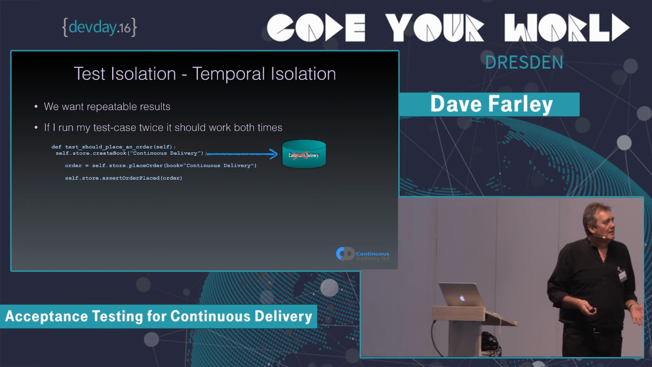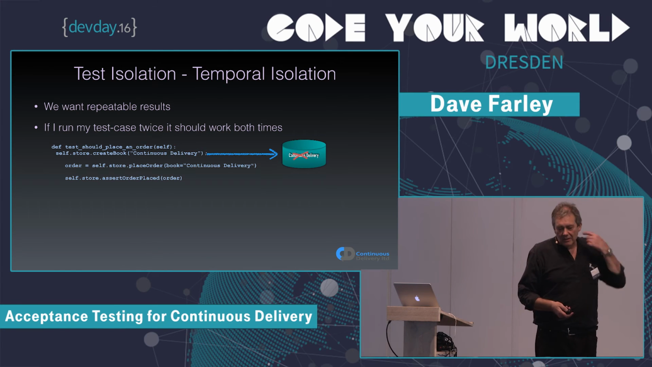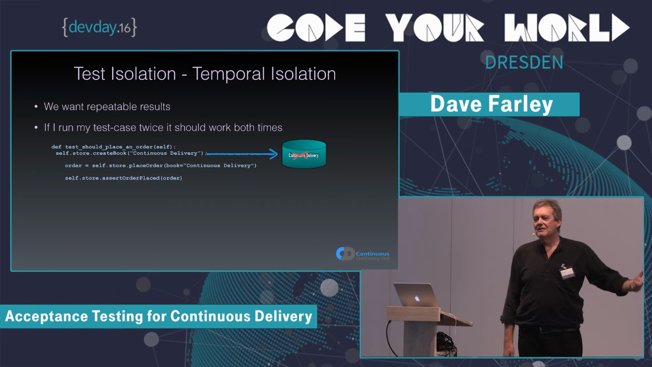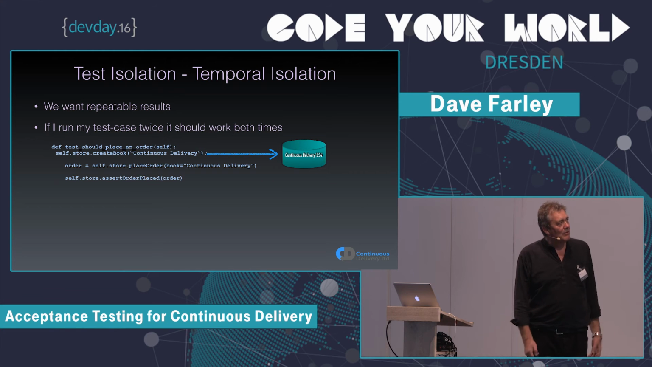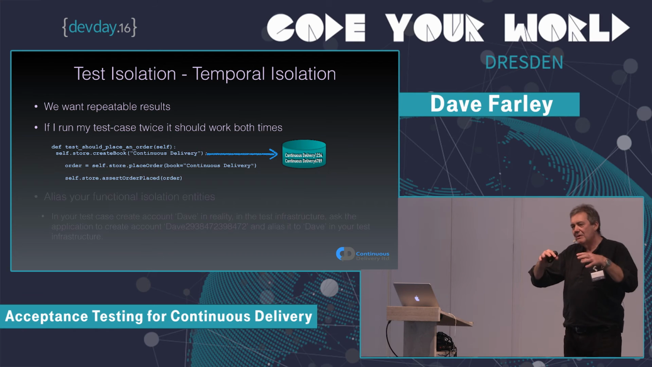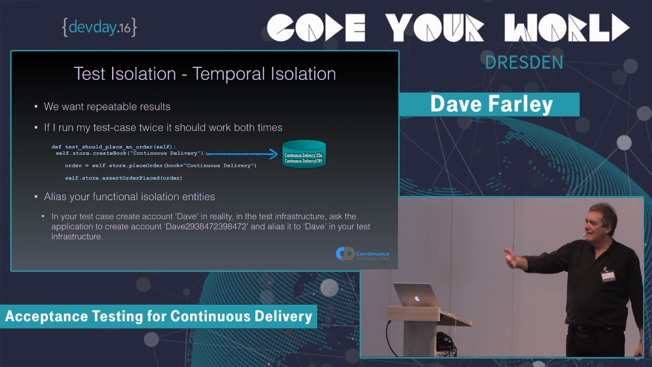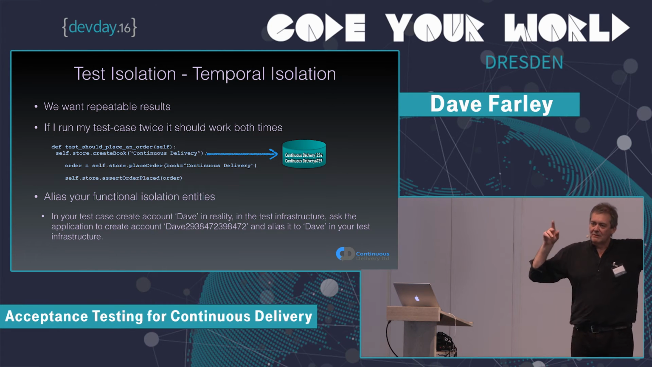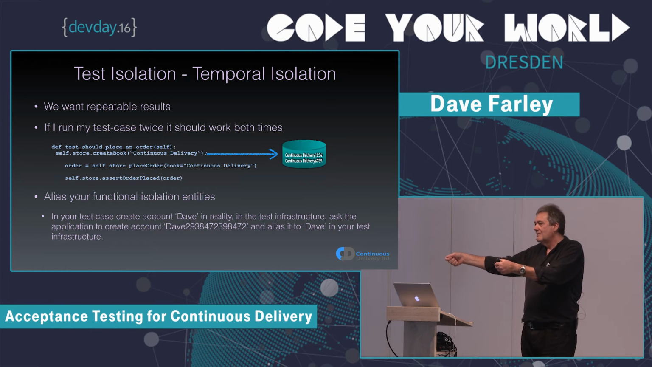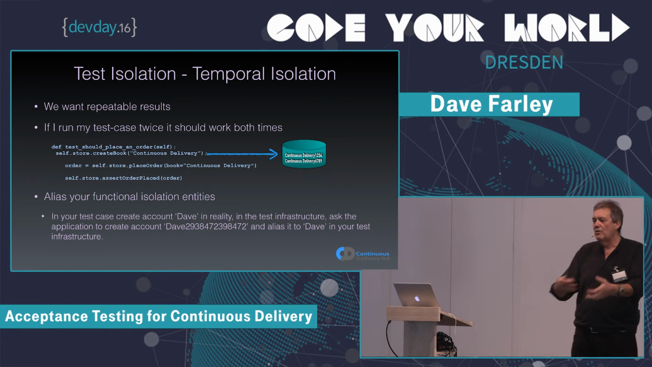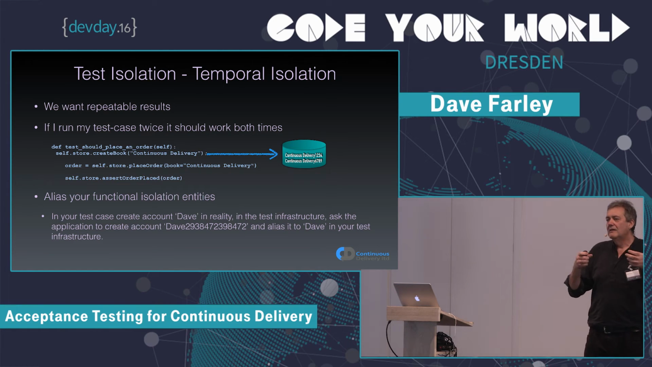So what could we do? Well, instead of creating a book called continuous delivery the first time, let's create a book called continuous delivery 1, 2, 3, 4. And then the next time we run it, we'll create a book called continuous delivery 6, 7, 8, 9. We build aliasing into our test infrastructure so that within any given execution of the test, it will maintain a mapping between the token, continuous delivery, and the instance, continuous delivery 1, 2, 3, 4, for any given test run. So within the context of a test run, we can have the same test run over and over again and still be isolated from versions of itself.